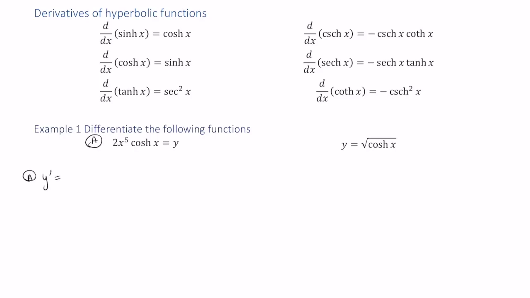So for a, y prime is equal to 2 times x to the 5th prime cosh x plus 2x to the 5th times cosh x prime. So I end up with 10x to the 4th times cosh x plus 2x to the 5th times sinh x.